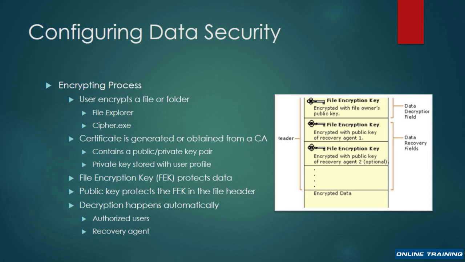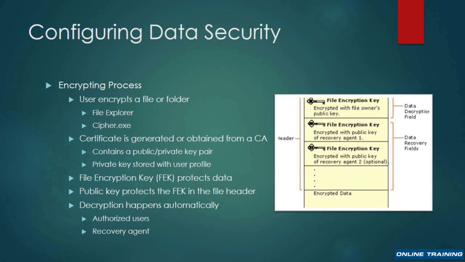EFS behind the scenes is also going to generate another key, and this other key is called the file encryption key, or the FEK. Now that is a symmetric key. So EFS is a combination of public and private key cryptography. The actual key that's going to encrypt and decrypt the data is that file encryption key.